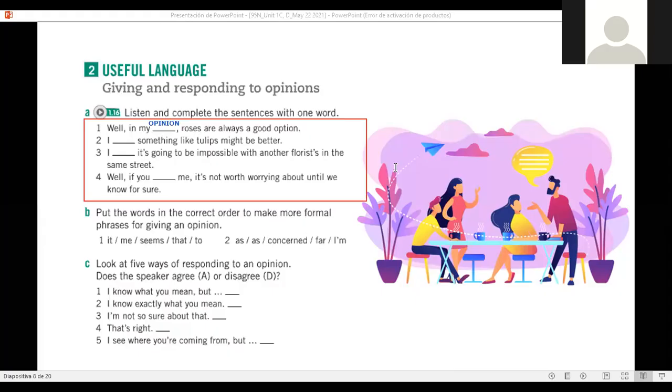Number 2. I guess something like tulips might be better.